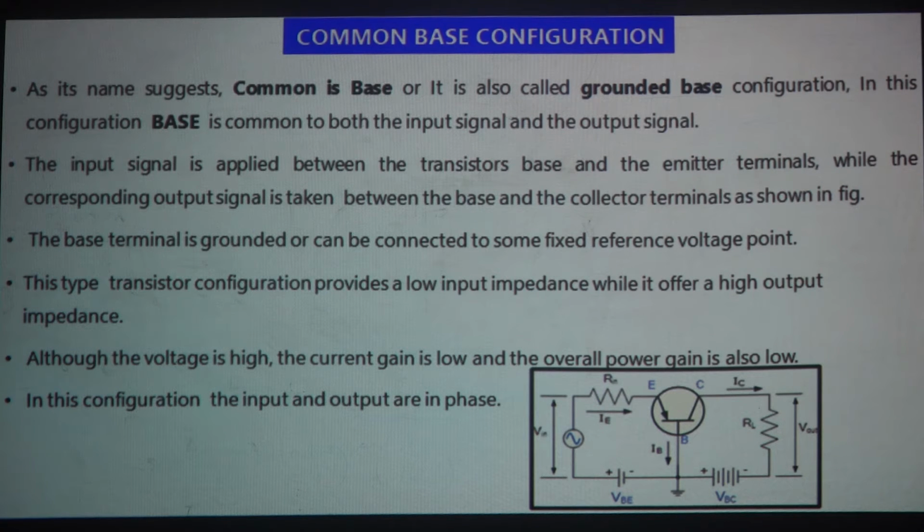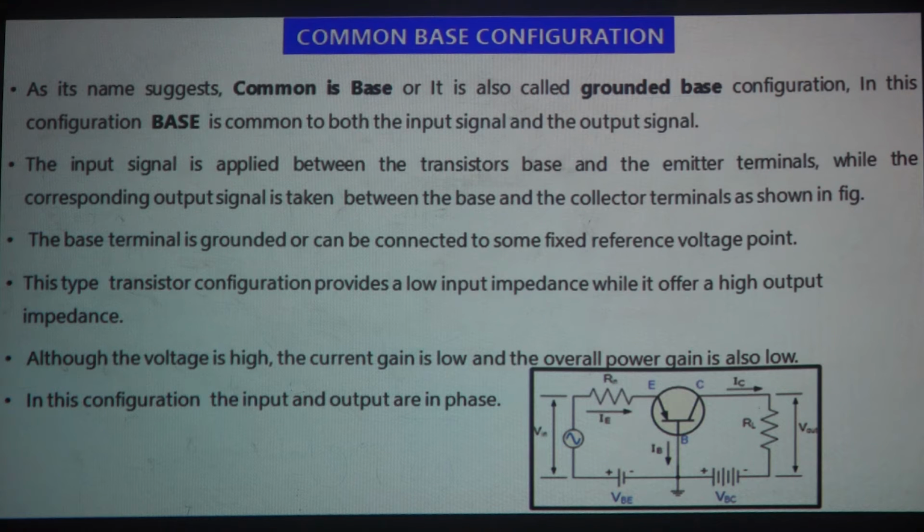The input signal is applied between the transistor base and emitter terminal, as you see in the diagram. The corresponding output signal is taken between the base and collector terminal as shown in the figure. The base terminal is grounded, which can be connected to some fixed reference voltage point.